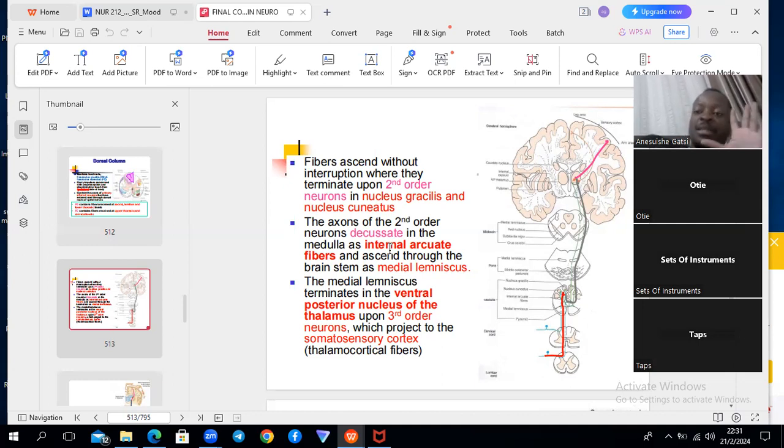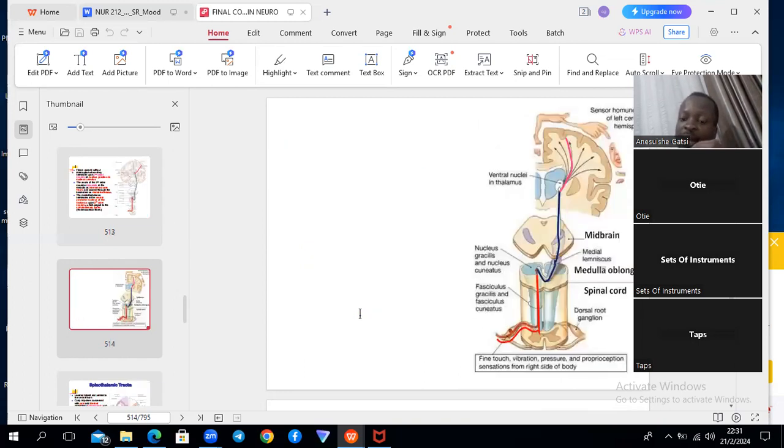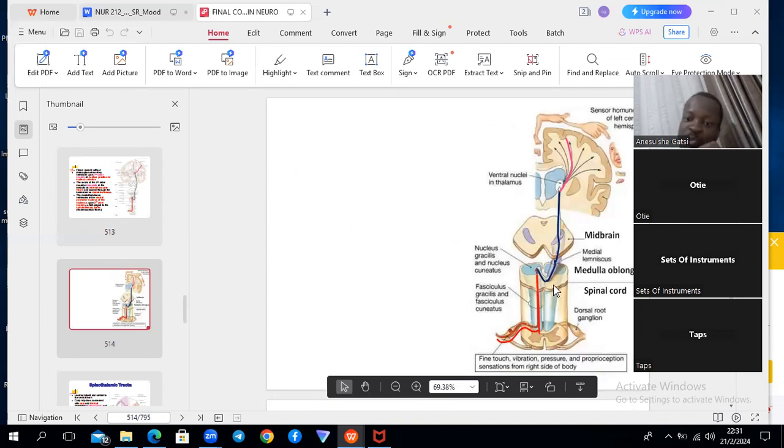The dorsal column part is the part in the spinal cord. The medial lemniscus part is the part in the brainstem. Then when they go to the thalamus, they go to specific nuclei. I'll spare you that information since you haven't done thalamus. But remember what I said at the time: it's very easy if you start from up going down because you understand what you're talking about. So just try to understand a bit of what's happening up in the brain.